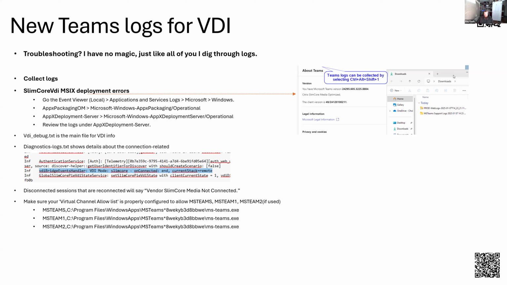Now, one thing that I do run into all the time is, when you have SlimCore engaged and you go to a disconnected session and try to connect back to that session as a user, it's going to say media not connected, or SlimCore. I said vendor, but that's because it may say Citrix, it may say AVD. It says not connected, and I have to put in workarounds for that. And typically, you have to kill the Teams process and open it back up to get that connected.